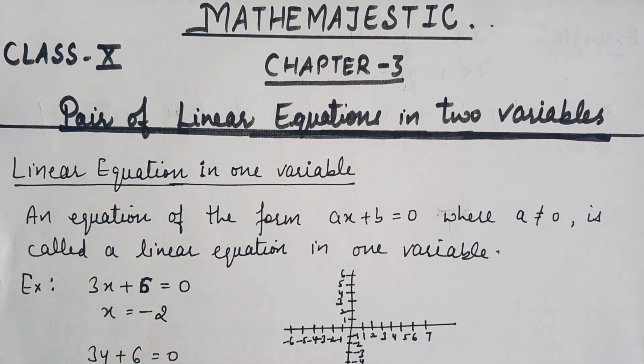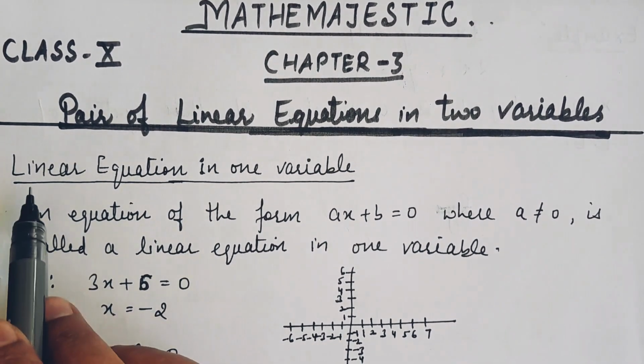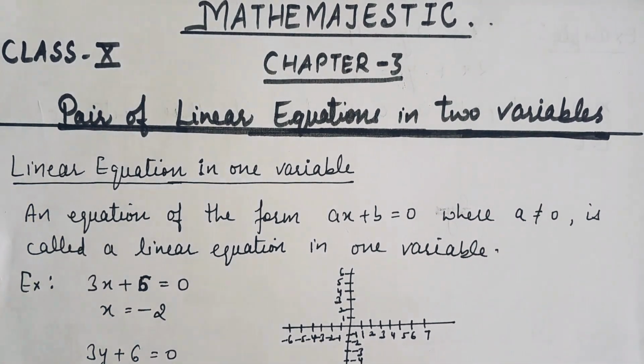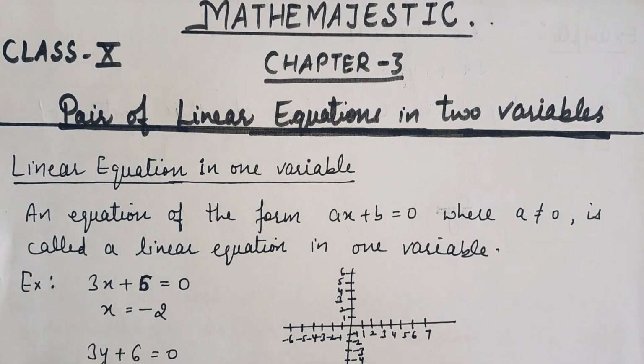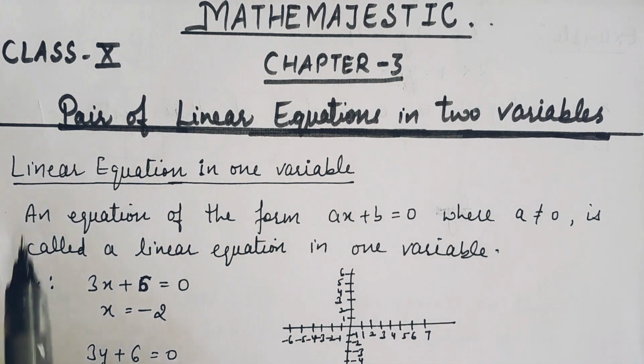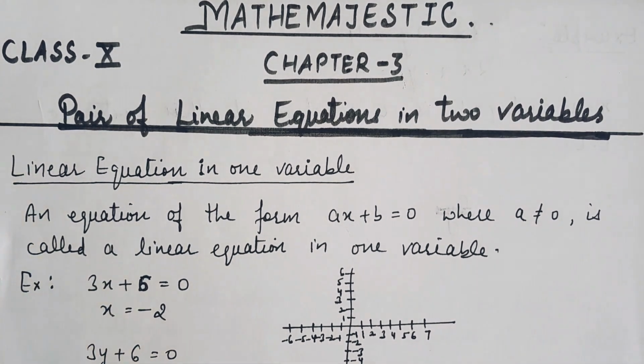What are linear equations? As the name suggests, linear equation. The word linear itself has a meaning. The graph of the equation should move in a straight line. Linear means that the graph of this will move in a straight line. That's why we call it a linear equation.